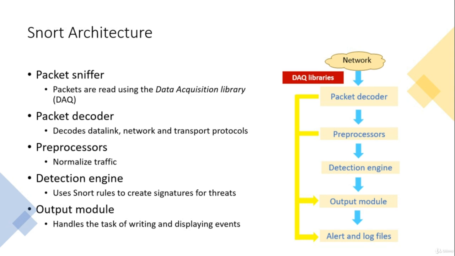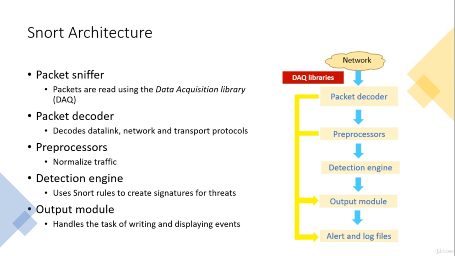These are packet sniffer, packet decoder, preprocessors, detection engine, and output module. The packet sniffer reads the packets using the data acquisition library and passes on the data to the packet decoder. The packet decoder decodes the data link, network, and transport protocols and hands over the decoded data to preprocessors.